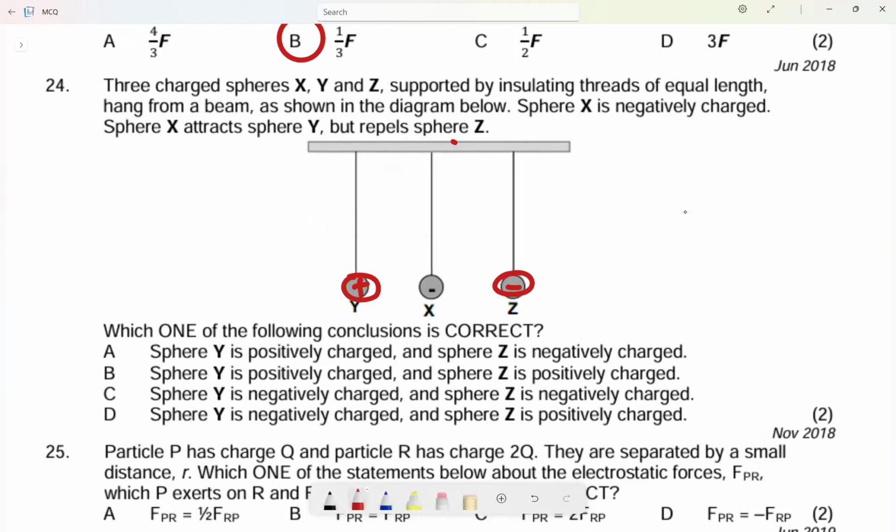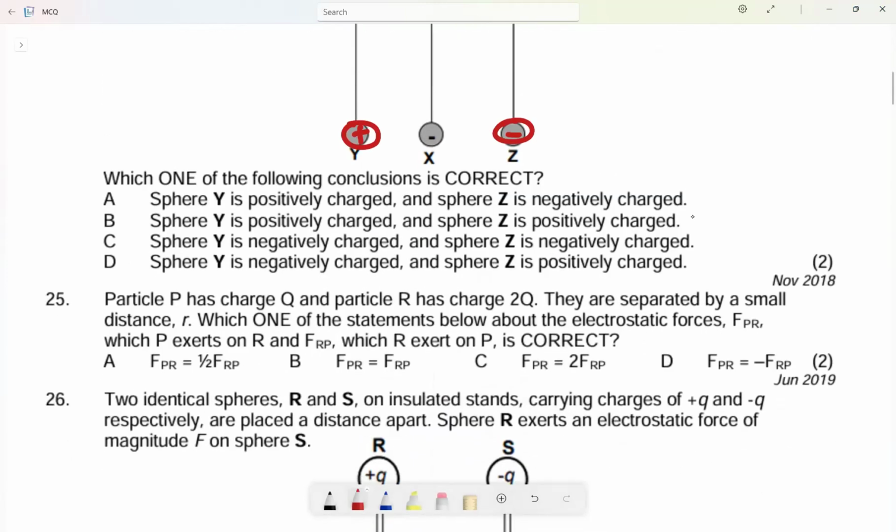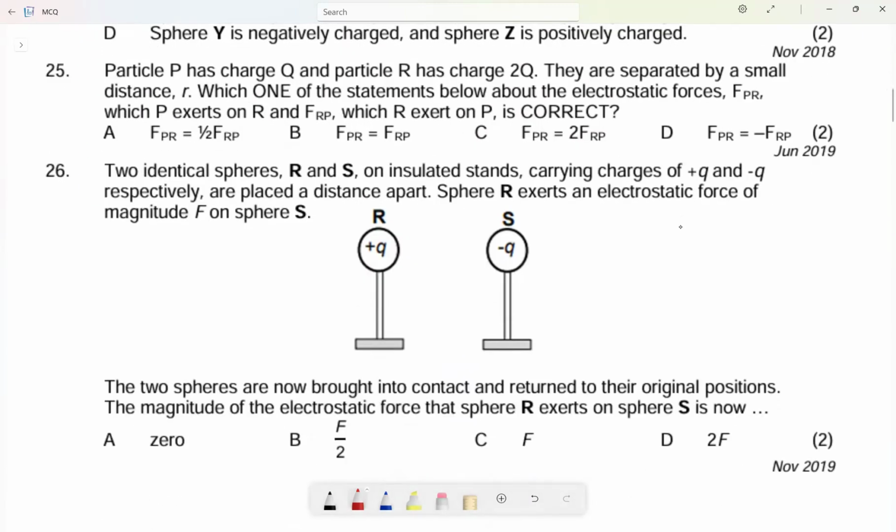So which one of the following conclusions is correct? Sphere Y is positive and sphere Z is negative. Very true. That is the only correct answer I can see. Without wasting any further time, the answer is A. Number 25. Particle P has charge Q.